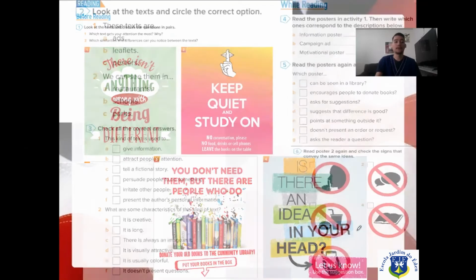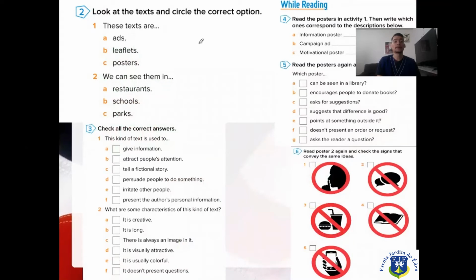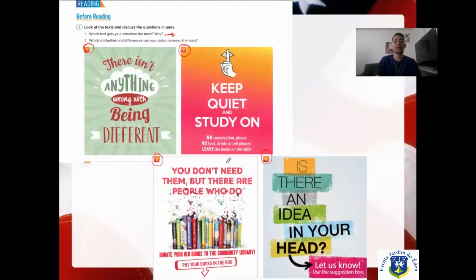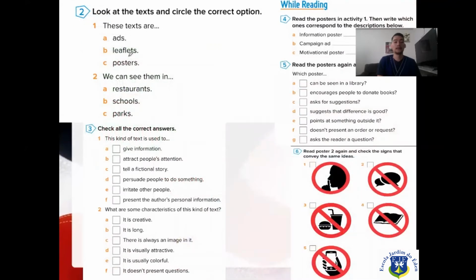So let's see now. We have here, look at the texts and circle the correct option. So pay attention, guys. These texts, they are ads, leaflets, or posters. They are posters. So we can see them in our restaurants, in schools, or in parks. We can see them in schools. Okay, very good.